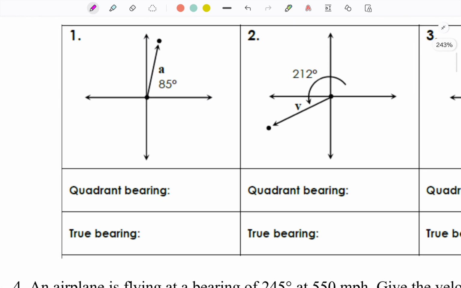So for number 1 here, we have 85 degrees in standard position. For our quadrant bearing, we go from the north and head towards the east, because we're going to the right. So we only have 5 degrees left in the quadrant. So we are going to have north 5 degrees east. And then our true bearing is going to be 005, because we are already going clockwise from the north line.